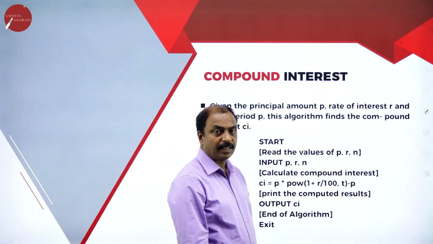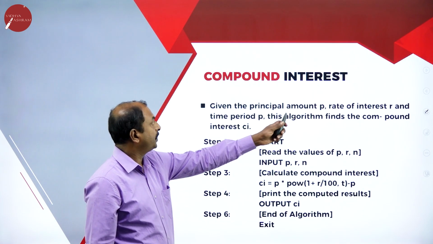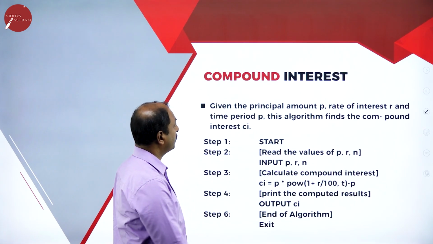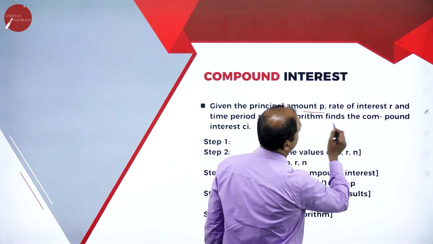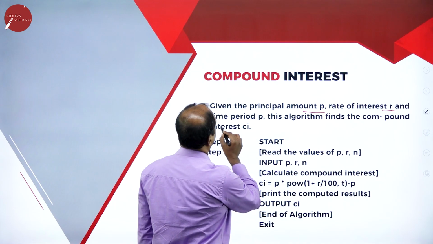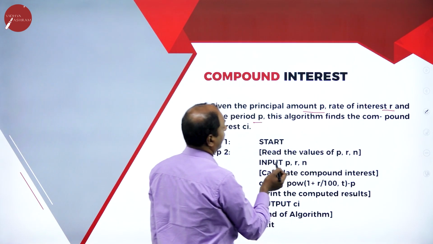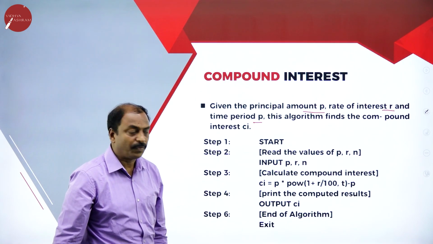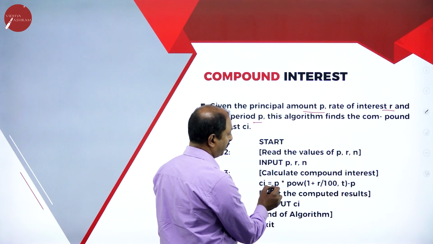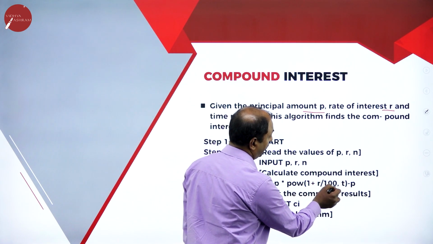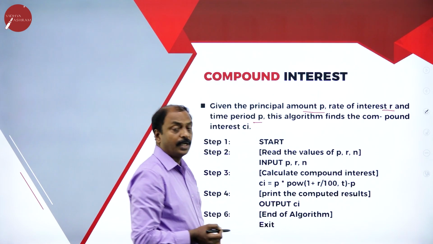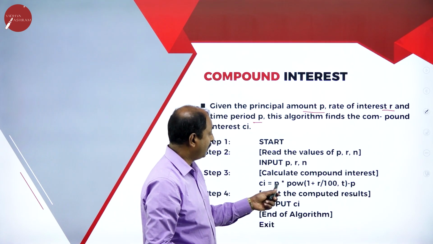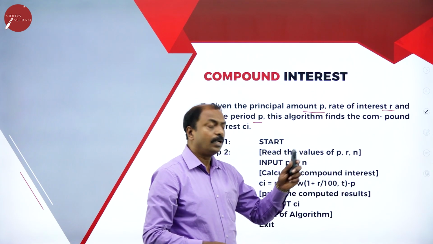Now let us see examples of how to write an algorithm to find compound interest, and let us see other examples. Now, to find compound interest: given the principal amount P, rate of interest R, and period T, this algorithm finds the compound interest. What is the meaning of this? What is the formula for this? The formula is compound interest CI equals P into (1 plus R by 100) to the power T, minus P. So by looking at the formula, we are supposed to enter the values of P for principal, R for rate, and T for period.